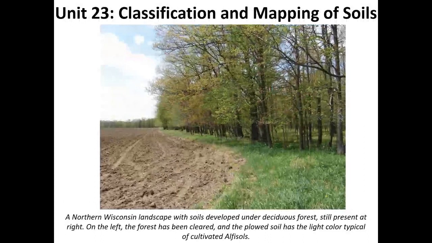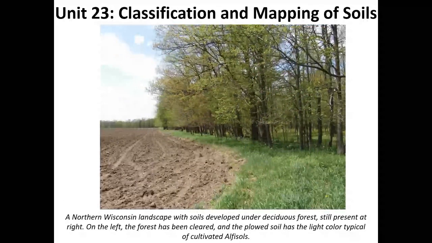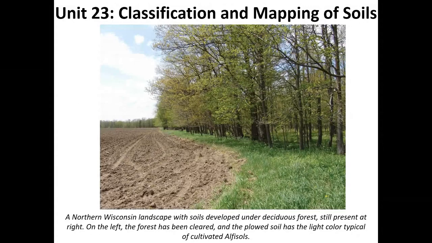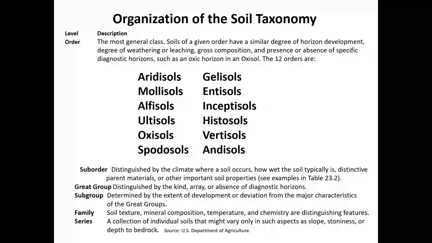So classifications and mapping of soil. This is northern Wisconsin. Again, northern Michigan might look similar. They have soil that is developed under deciduous forest. And this has been clear cut on the left. So they have farmland on the left and then the natural woodsy area on the right. In the upper Midwest, they have soil types called alfisols that are fairly common. And they're fairly good for farming, although there are other types that are a little better. But it's a common kind of light tan colored soil that you often will see in the upper Midwest.